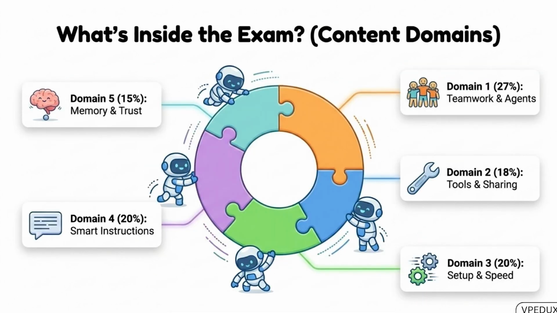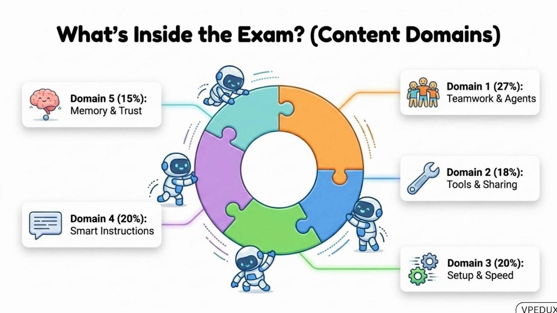The exam is divided into five main sections called content domains, each with a specific weightage. Domain 1 is agentic architecture and orchestration, which carries 27% and focuses on designing and managing smart AI agents that work together. Domain 2 is tool design and MCP integration, worth 18%, which covers creating tools for AI and connecting them using MCP. Domain 3 is Cloud code configuration and workflows, weighted at 20%, focusing on setting up Cloud with code and building smooth workflows.